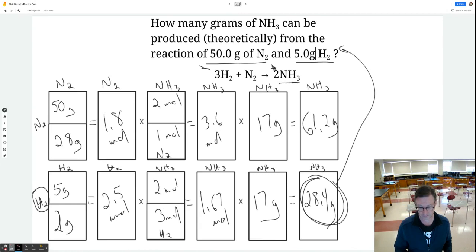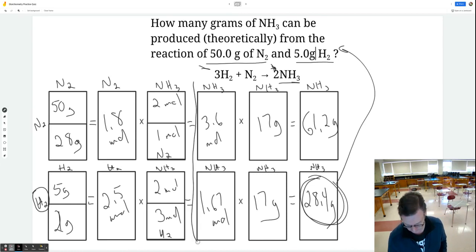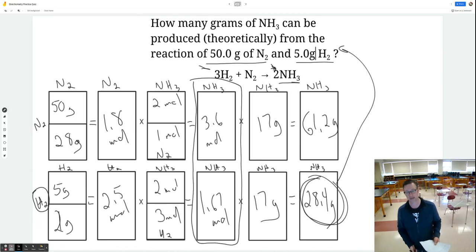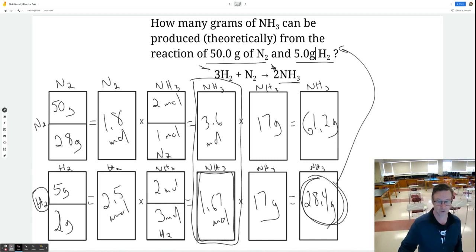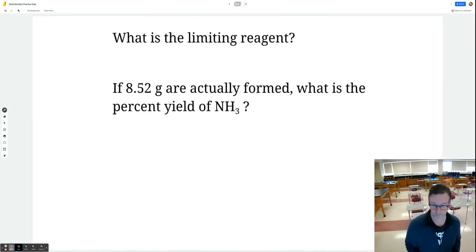And again, just for me, if you're looking at this calculation, this is the point at which you can decide which is going to be the limiting reactant. Now, you still have to finish the calculation to find how much you're going to get, but you can see right here that it's less ammonia being produced by the hydrogen than the nitrogen because the number of moles is smaller. All right, so let's finish this out.